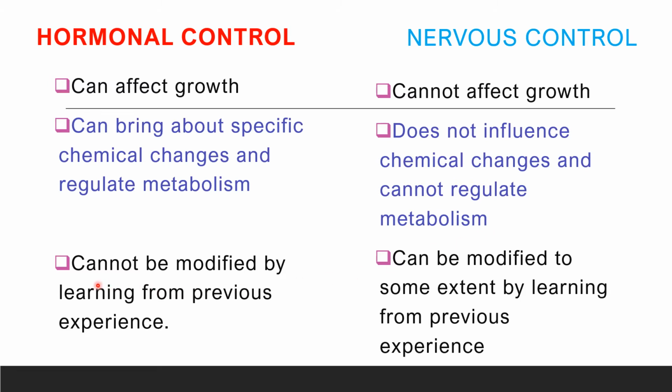The next point: under hormonal control, the effect cannot be modified by learning from previous experience. But under nervous control, the nervous system can be modified to some extent by learning from previous experience. In the case of Pavlov's experiments, acquired reflex, we learned that and explained it very clearly. Those who didn't watch, please go through that and be thorough with the nervous system. These are the differences between hormonal control and nervous control.